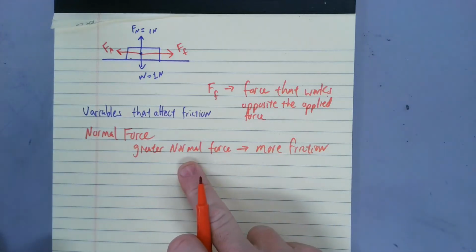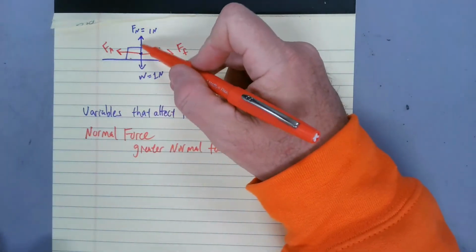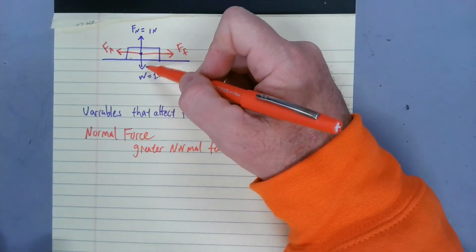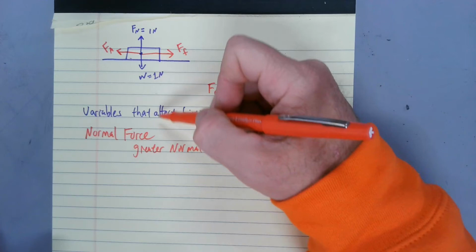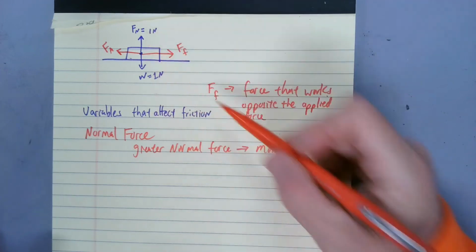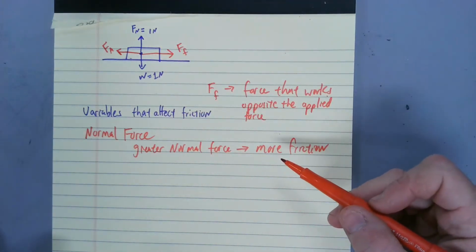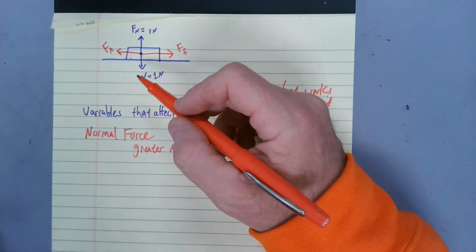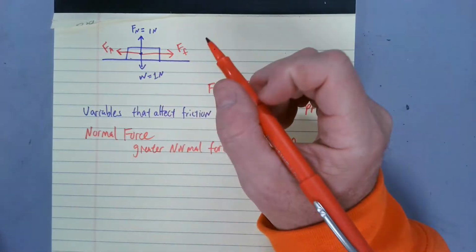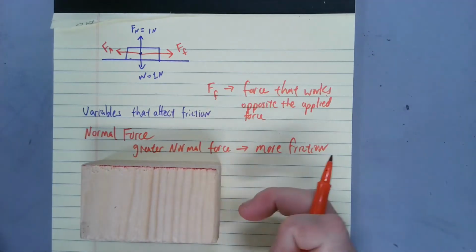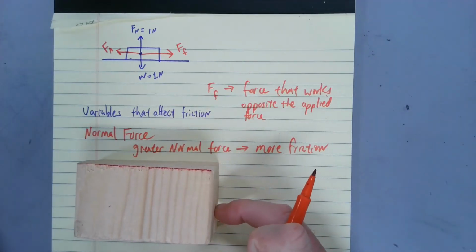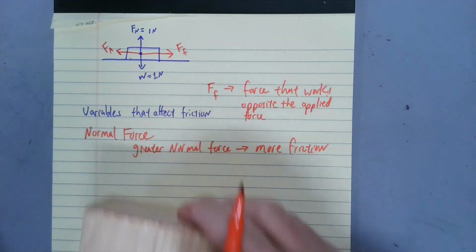Now, what determines the normal force? We know the normal force can change depending on the weight. So if we increase the weight, we increase the normal force, which increases the friction. But the weight is not changing the friction directly. So we know that first and foremost, the heavier something gets, the more friction there's going to be.